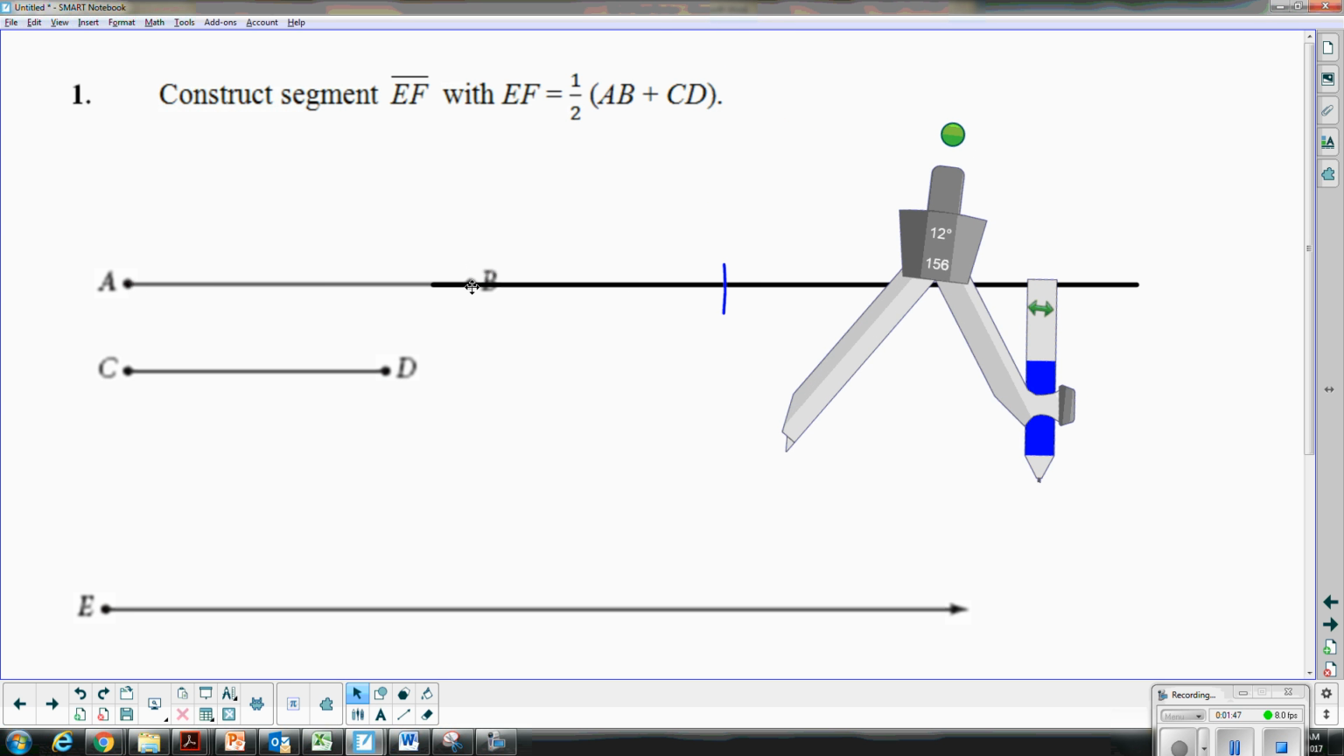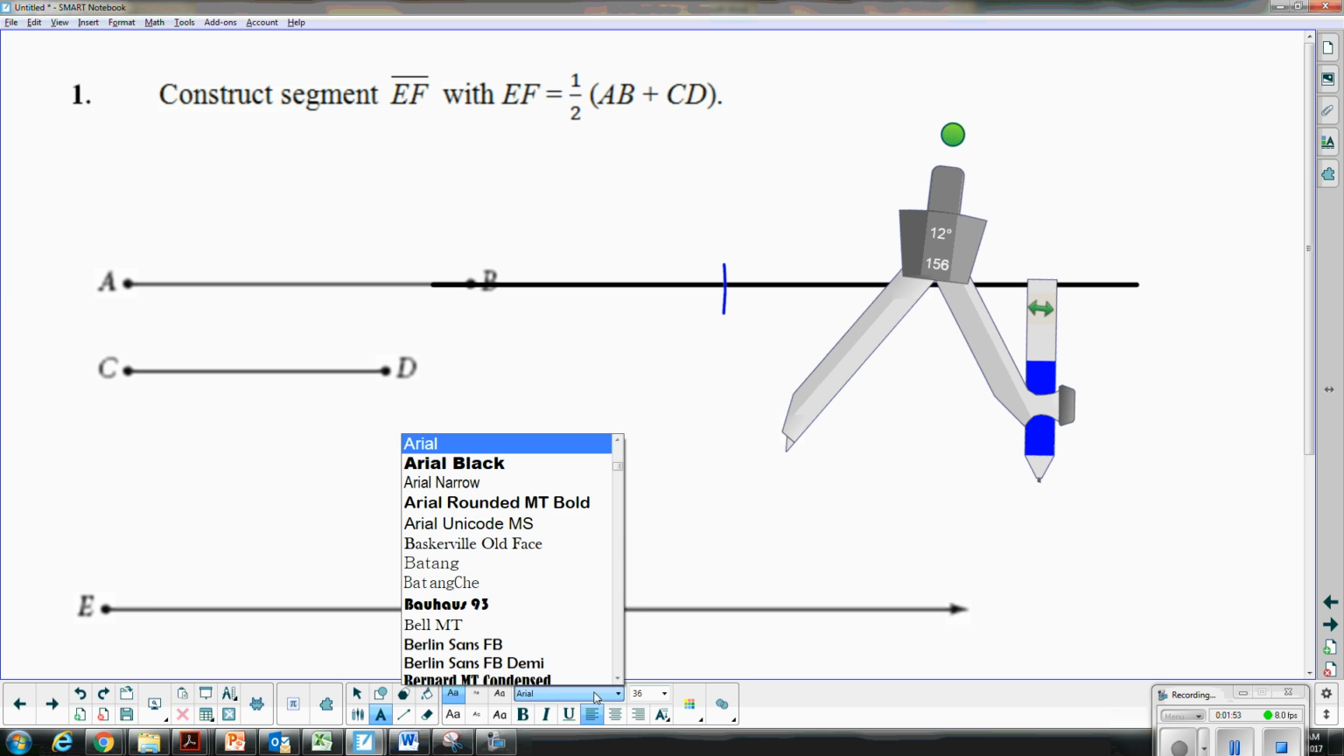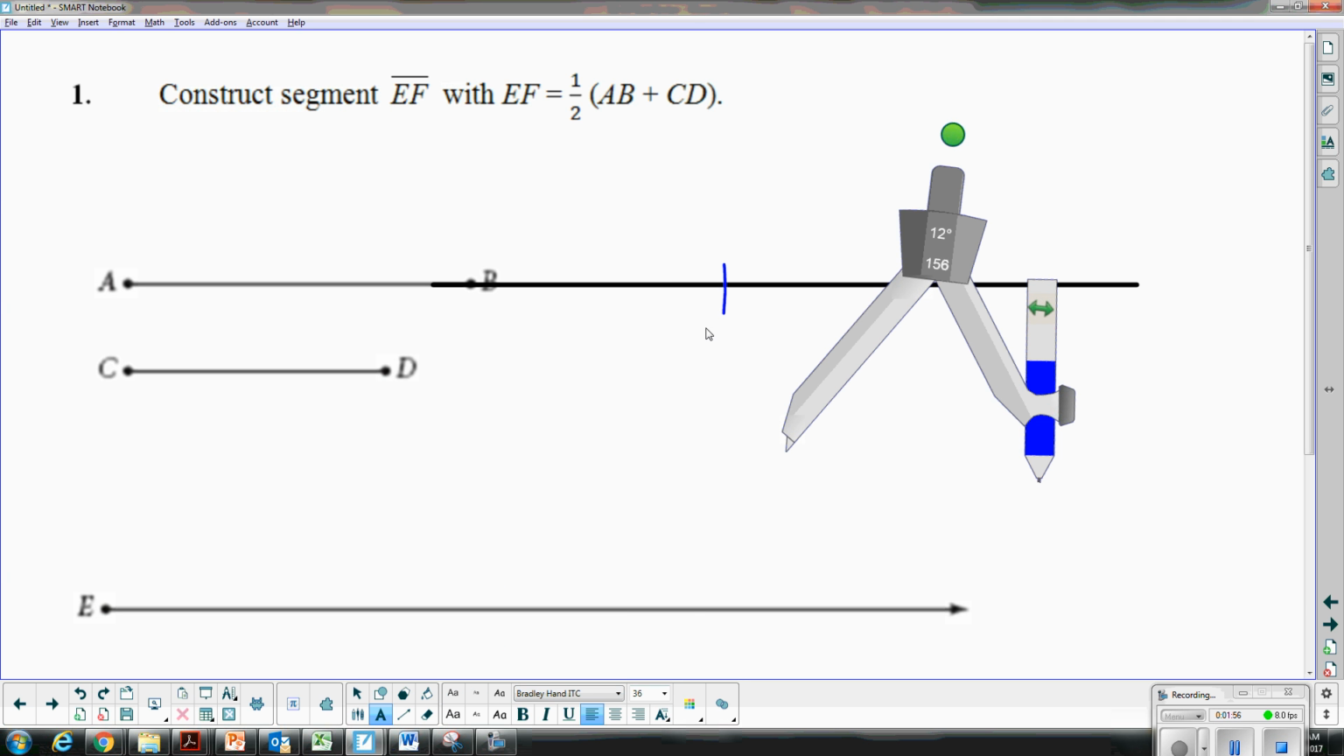So AB is AB, and then from B I'm going to call this new point G. With this new point G, BG is congruent to CD. So this whole thing, AG, is the sum of AB plus CD. Now the next step is to find half of that, so we're going to find the midpoint.